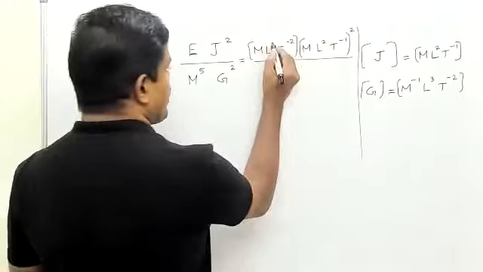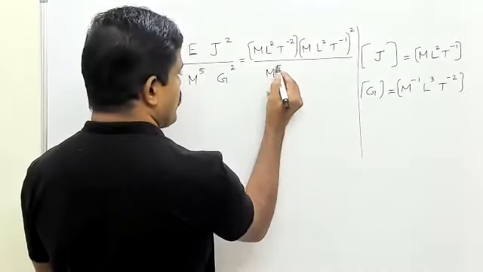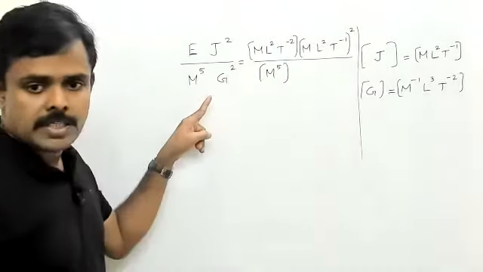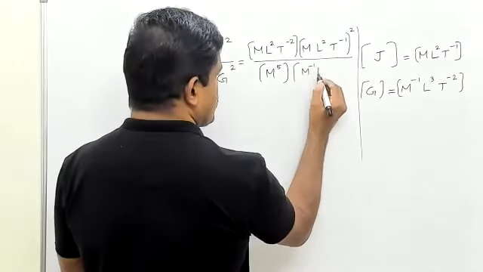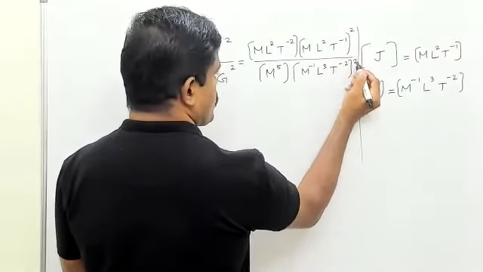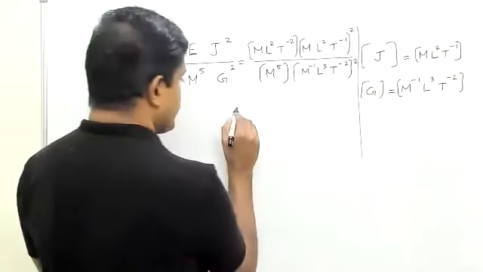E and J have already gone, then m raised to 5. Mass is m itself, so m raised to 5 into m raised to 5 into capital G square. What is capital G? M raised to minus 1 L cube T raised to minus 2, whole square. So let us put the dimensions and simplify this. What are we going to get now?